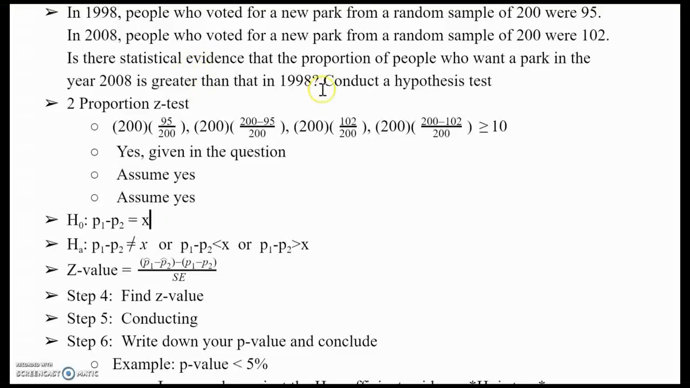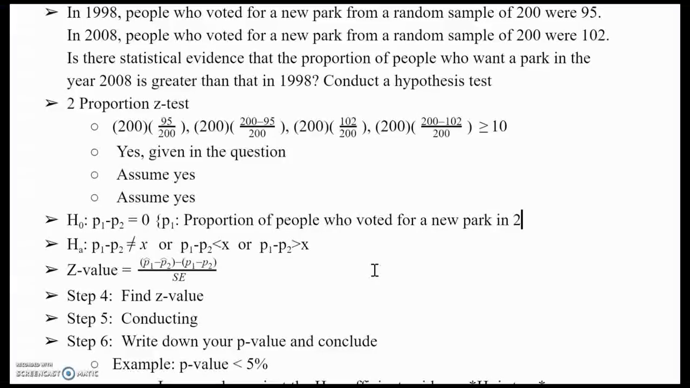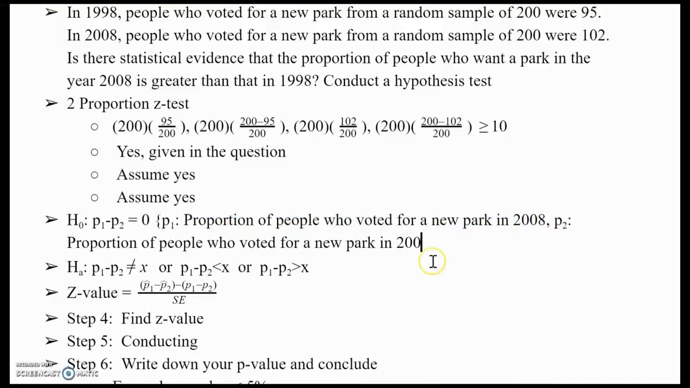Since they don't tell us exactly what value, you equate it to 0. Now P1 minus P2. Before anything, you need to define what they are. So if we say P1 is the proportion of people who voted for a new park in, let's say, 2008. And then accordingly, we will say P2 is the same thing, but for 1998, and we'll close that.